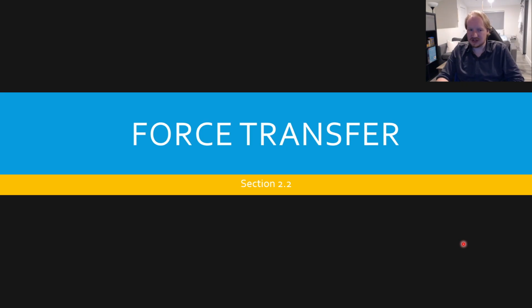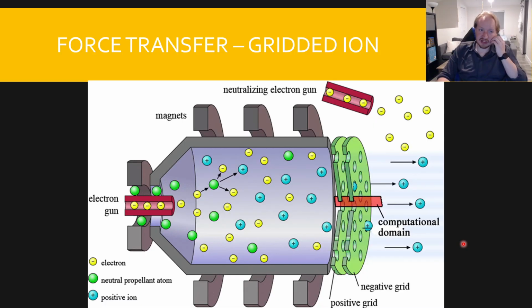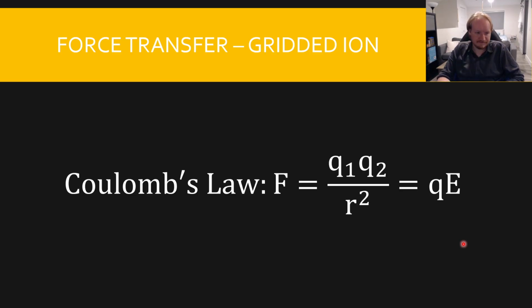I'll try to do my best to explain it, but you might have to read the book or learn some more prerequisite knowledge in order to fully understand it. So this is, again, our gridded ion thruster. We have our positive and our negative grid, our screen and accelerator grid, and we are going to be running our positive ions into that set of grids that's going to then accelerate it.